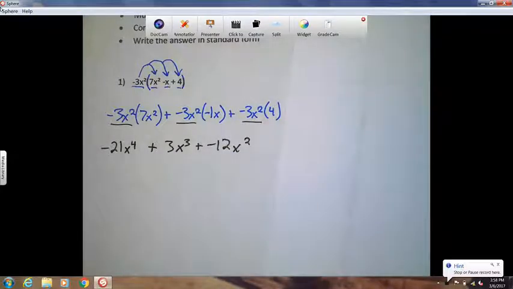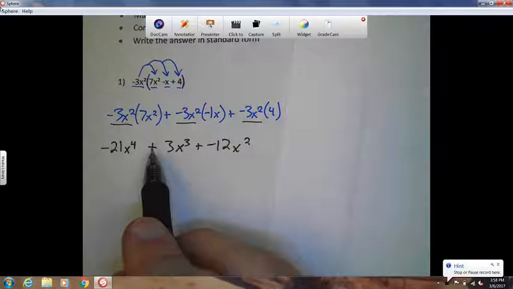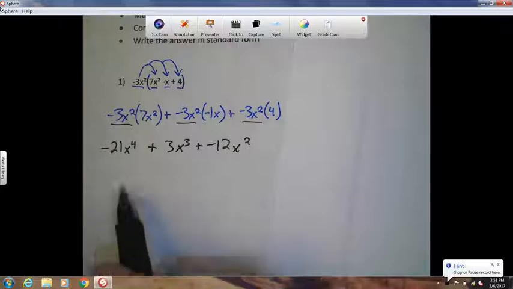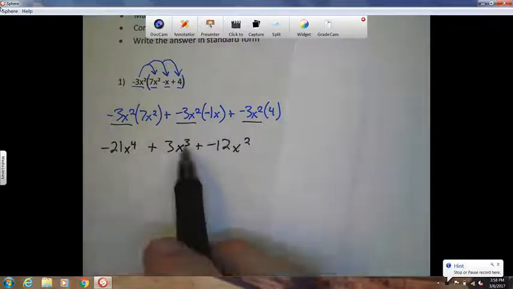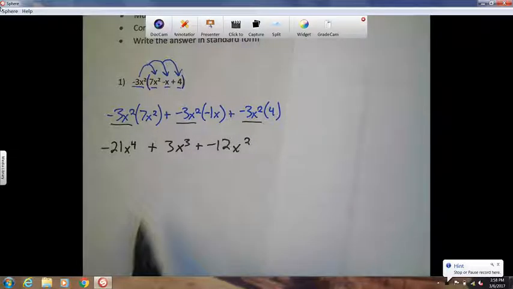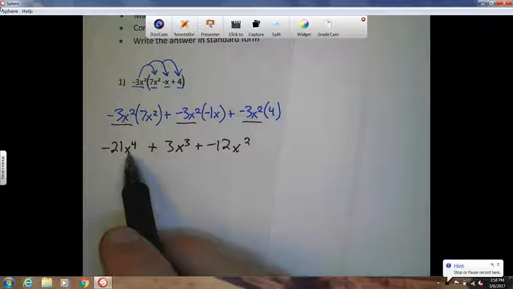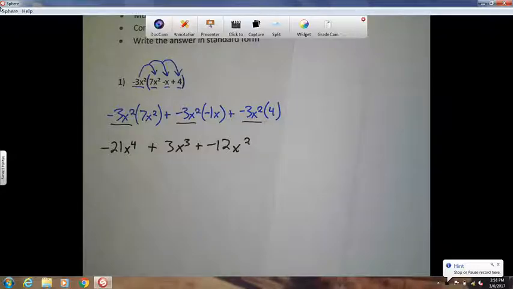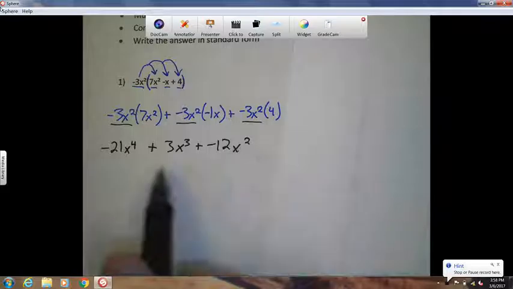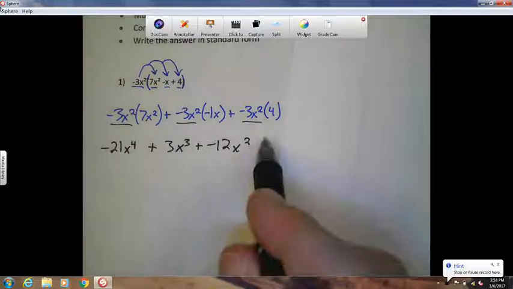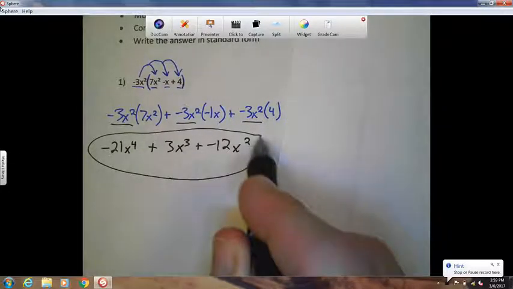Now I need to look, are there any like terms that I can combine? This is x to the fourth, so I cannot. With the third, x to the second. None of them have the same exponent to the same variable to the same power, so I'm done, as long as my answer is in standard form. Is it in standard form? Yes. My highest degree of exponent comes first. So now I'm done. Let's look at number 2.